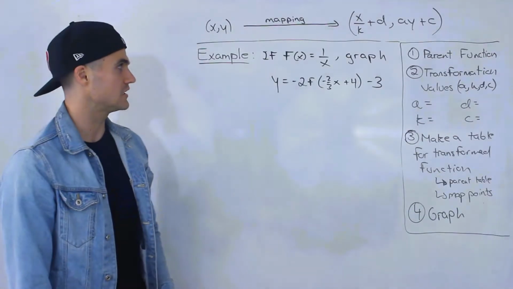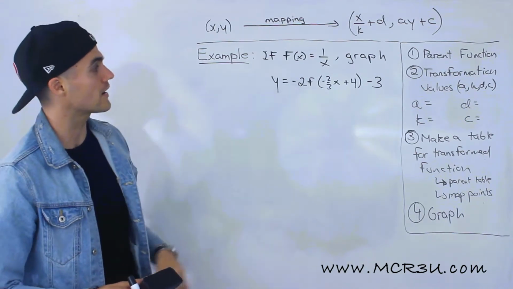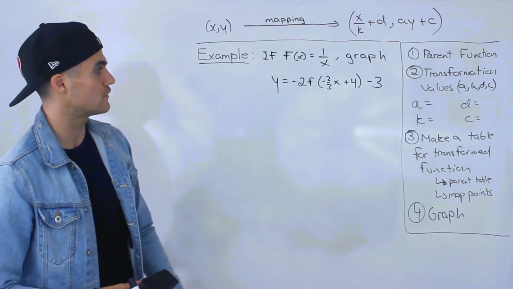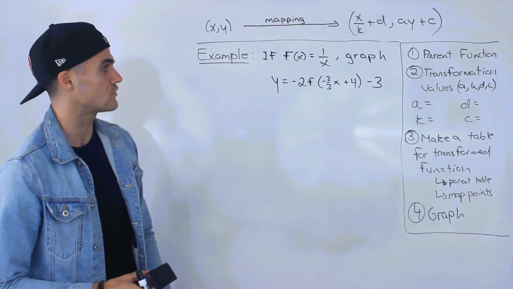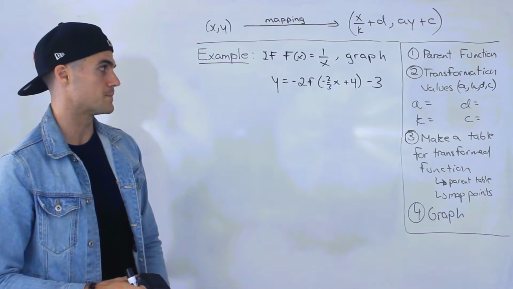Patrick here, moving on to the next example dealing with transformation still. So if f of x equals 1 over x, we've got to graph this function over here: negative 2 f of negative 2 over 3x plus 4, minus 3.